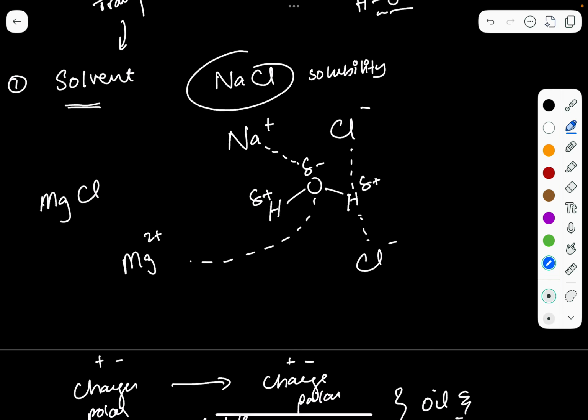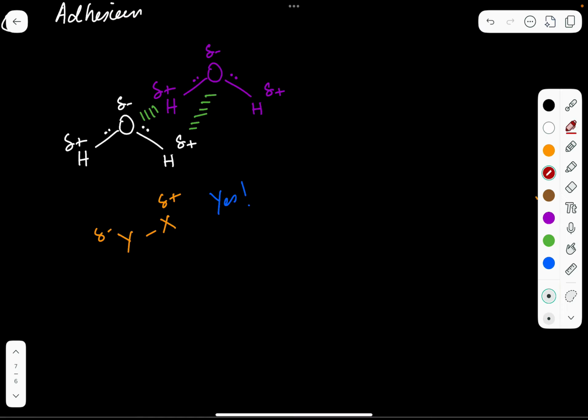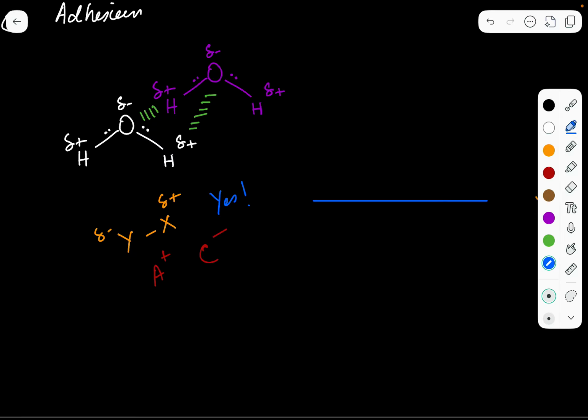Water is a good solvent for polar molecules. Polar molecules have charges on them. Either they're partial charges, which I drew over here, X and Y, or they're full charges, like A positive and C negative, let's say. Water will be attracted to them because positive is attracted to negative. That is a very simple concept, correct? So adhesion is another property of water derived from the fact that water is polar and has charges on it. And what exactly is adhesion? Think about it like this. Think about a surface. Think about the surface of a glass.